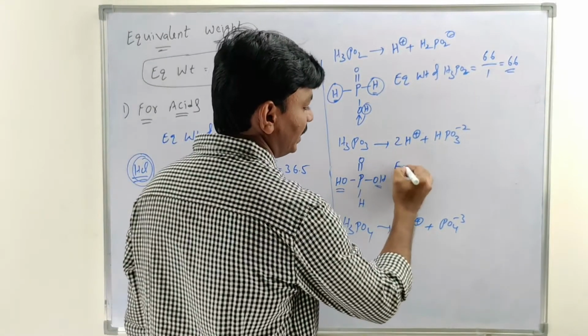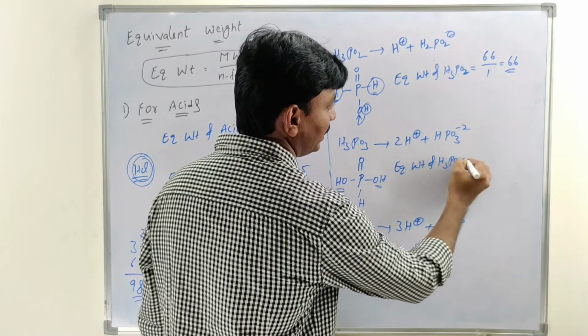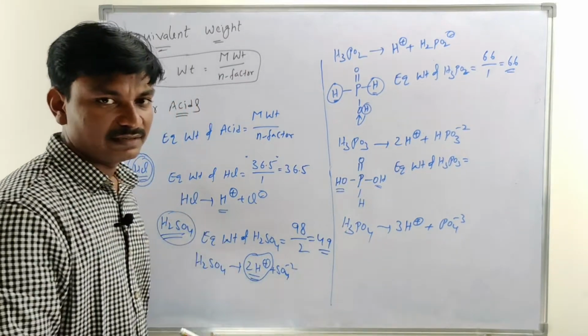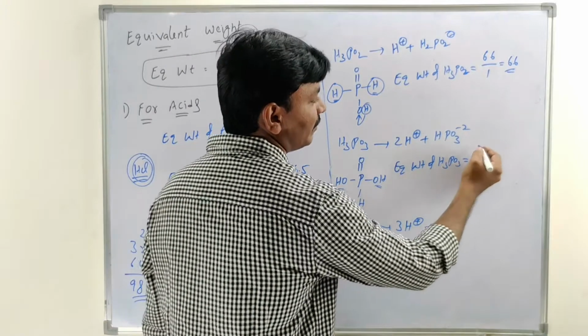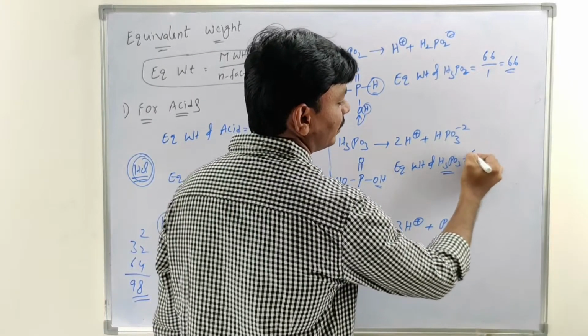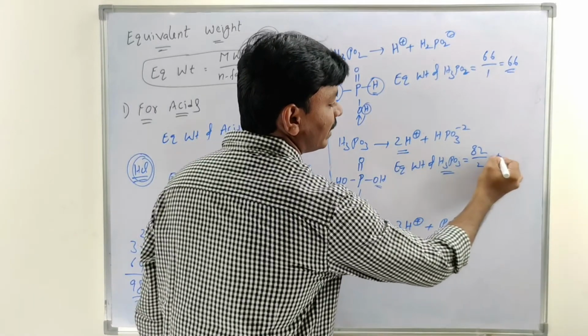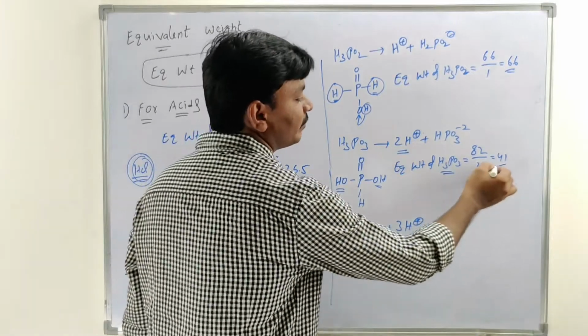And then the equivalent weight of H3PO3. Totally 3 oxygen atoms are present, that is 48, plus 31, plus 3 hydrogens. Finally, the molecular weight of H3PO3 equals 82 and its basicity equals 2. Finally, the equivalent weight of H3PO3 equals 41.